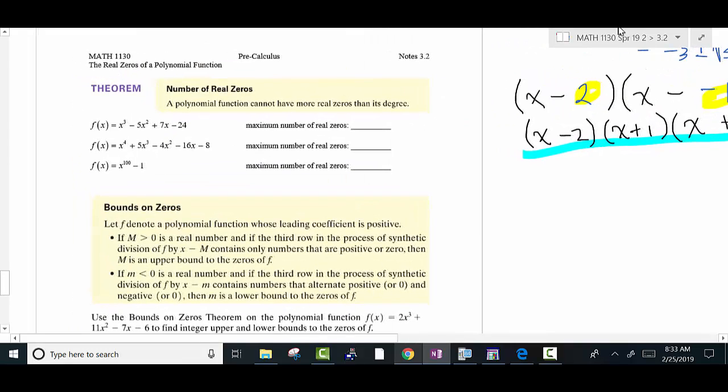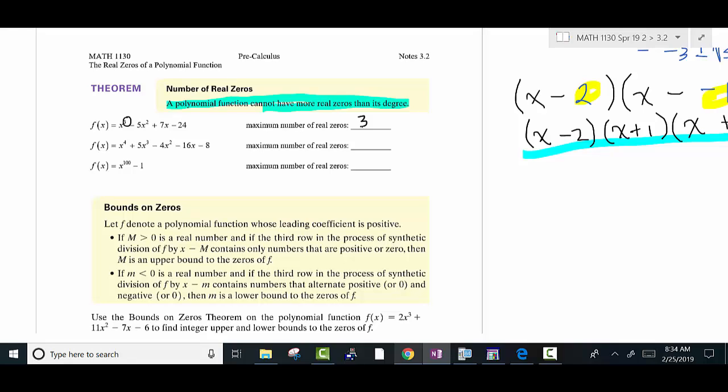So a couple of basic things. This is a basic thing that you want to know: a polynomial function can't have more zeros than its degree. That's kind of what you were just thinking about there. So on this one, the degree of this polynomial is 3. So that means the maximum number of real zeros is 3. Now, it doesn't mean that it has 3 real zeros. It does not mean that. It means that's the most it can have.